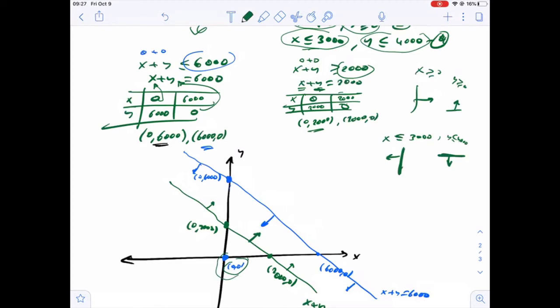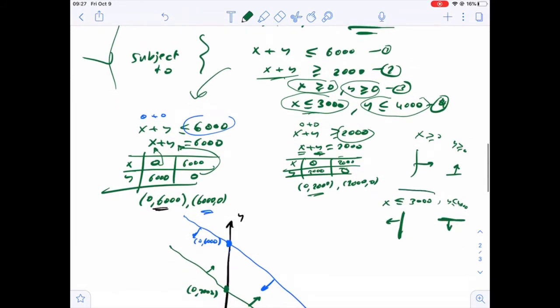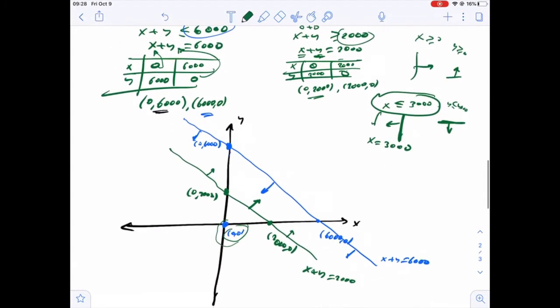And then we have other constraints. We have this condition here, x less than or equal to 3,000. So let's graph x equals 3,000. Where's 3,000? 3,000 is here. This is 3,000. And now x equals 3,000, that's a vertical line. And less than or equal to 3,000, that means to the left. And let's graph y equals 4,000. 4,000 is here. And now we graph a horizontal line.